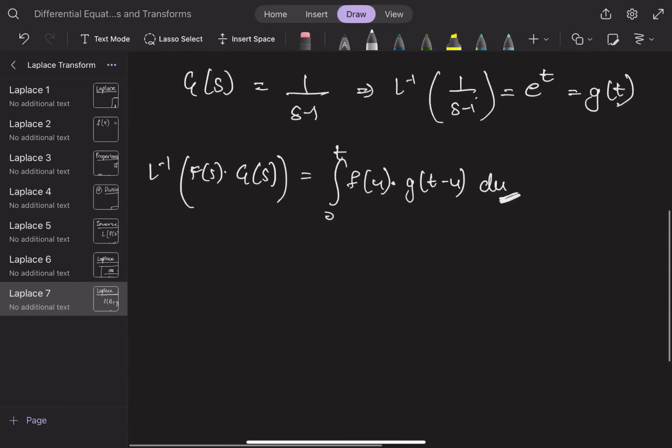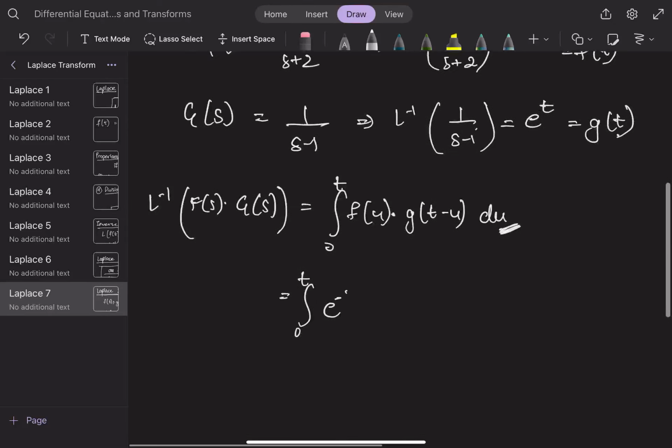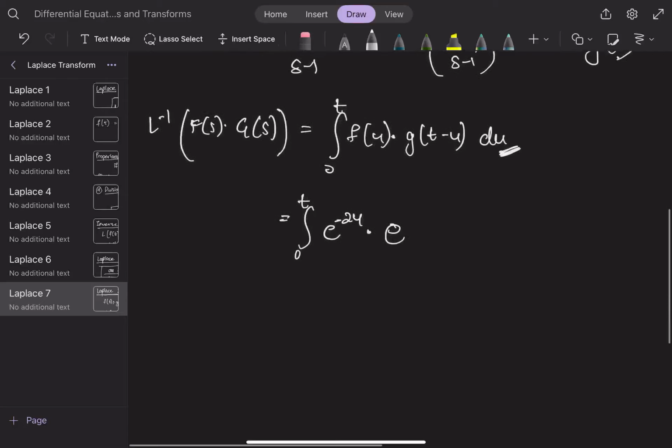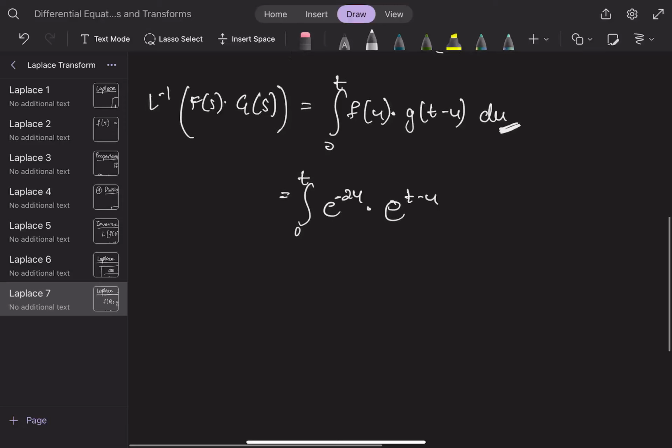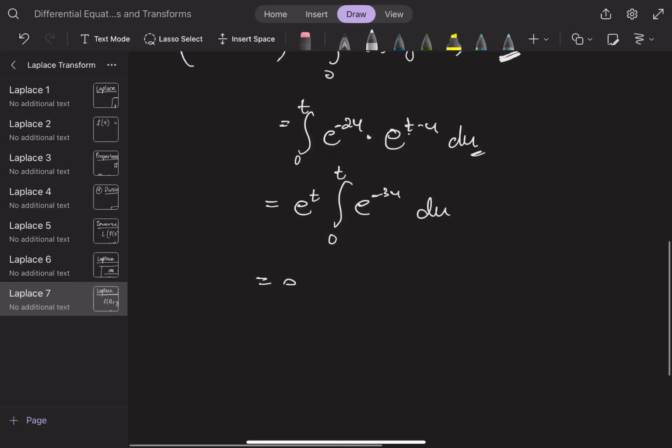So you can write the integral from 0 to t of e raised to minus 2u multiplied by e raised to (t minus u) du. Now since your variable is u, you can take the t term outside. So you can write this as e raised to t times the integral from 0 to t of e raised to minus 3u du. This will become e raised to t times e raised to minus 3u divided by minus 3, from 0 to t.